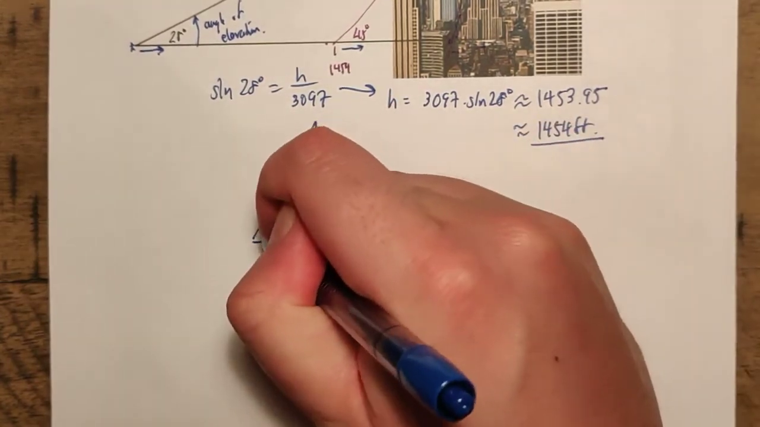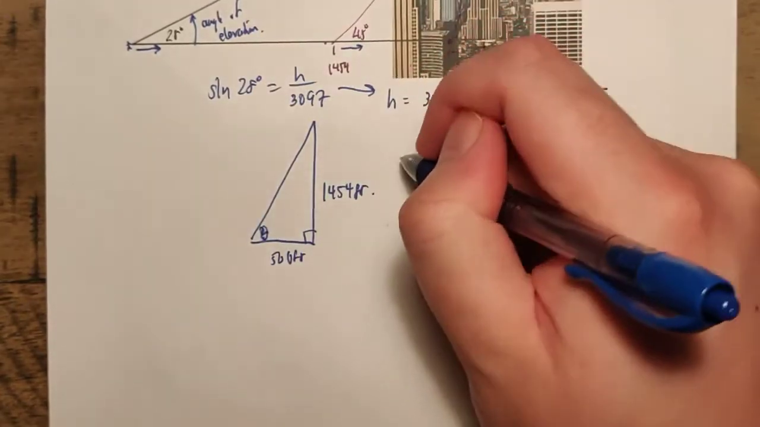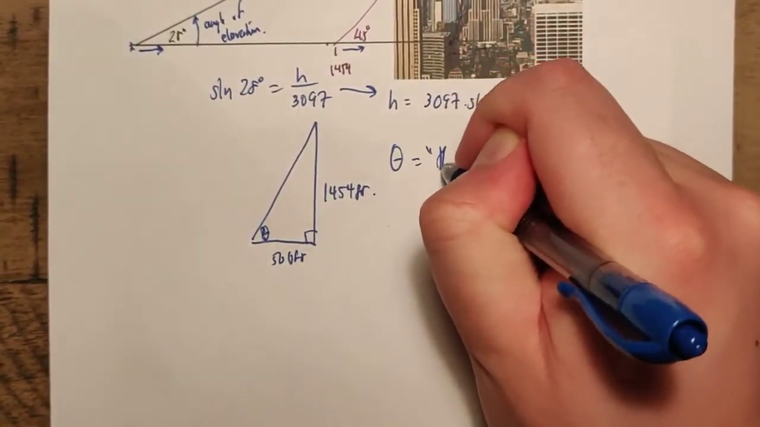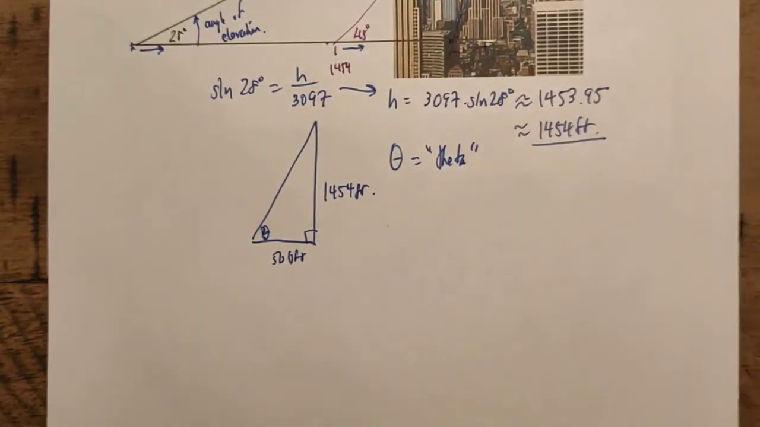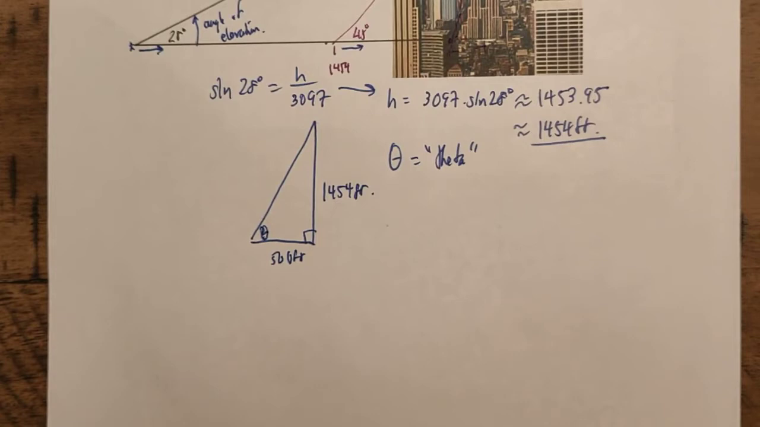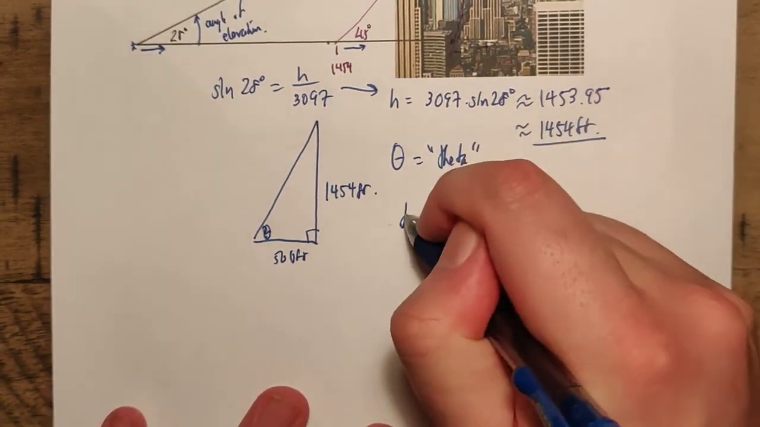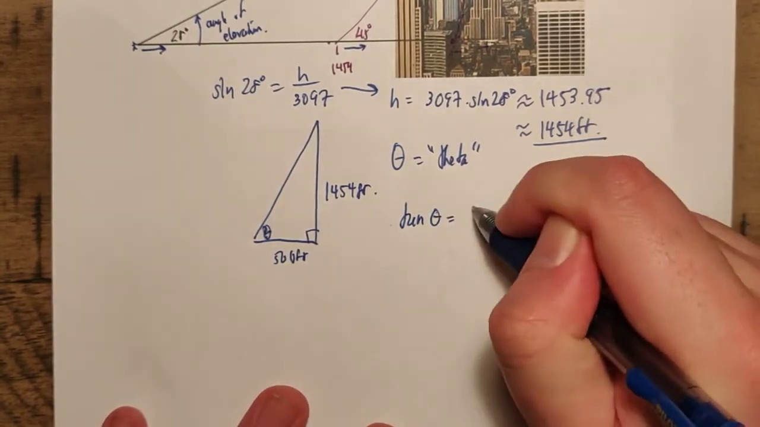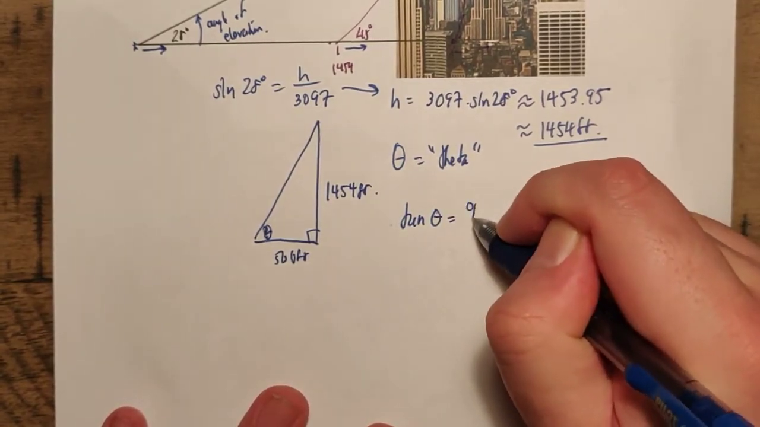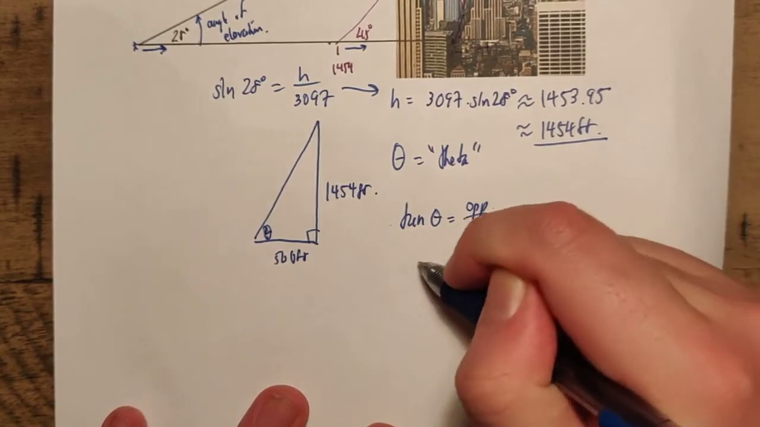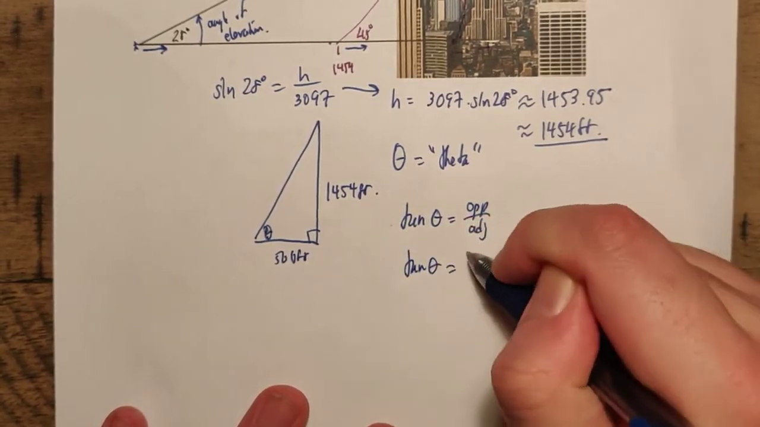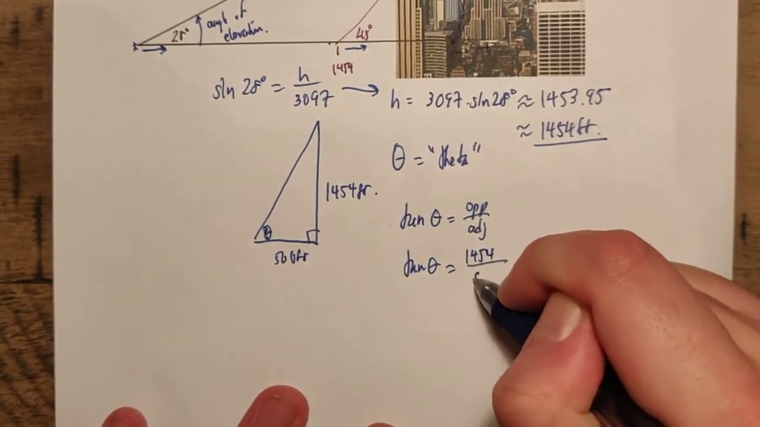So this angle I'm going to call theta. This is a symbol known as theta. It's the Greek equivalent of the letter H, I think, and it's the traditional variable that we use for angles. So we call this theta. Now, we don't really know much about it, but we do know that the tangent of theta is going to be equal to the opposite over the adjacent. In this case, the tangent of theta is going to be 1,454 over 500.